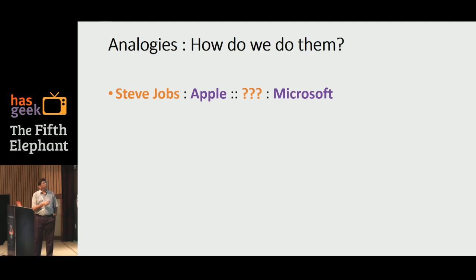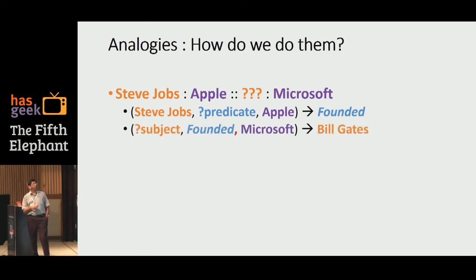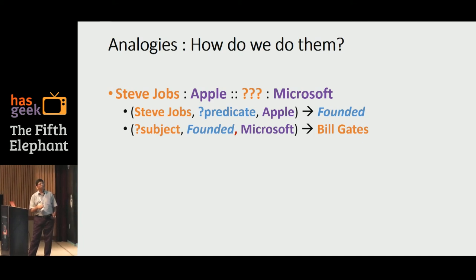Right? So we say, what is the relationship between these two things? And then we run a query on a knowledge graph and ask, what is the relationship, or predicate, between this as subject and this as object, and it says founded. And then if I apply the same thing to this other predicate, which says who founded, because I got founded from here, and I put this guy here, I'll get the answer.